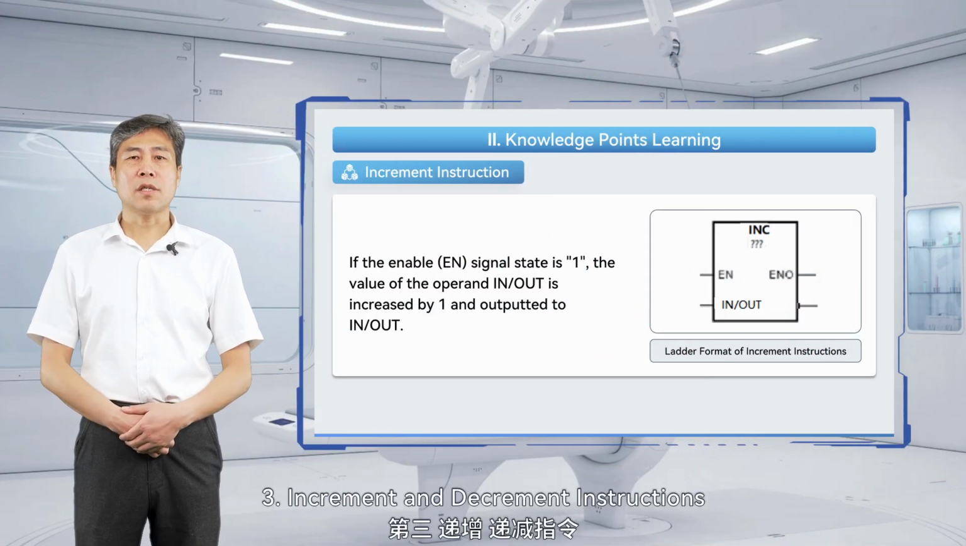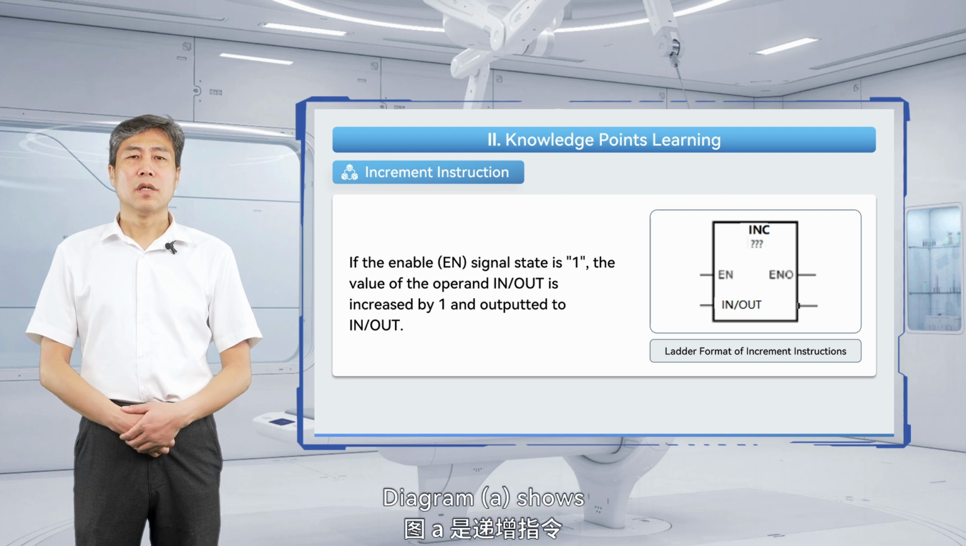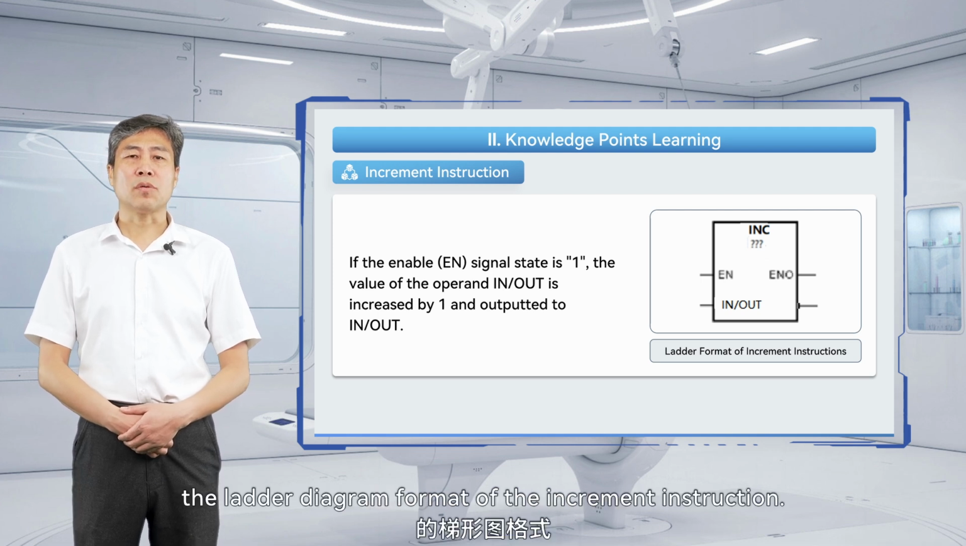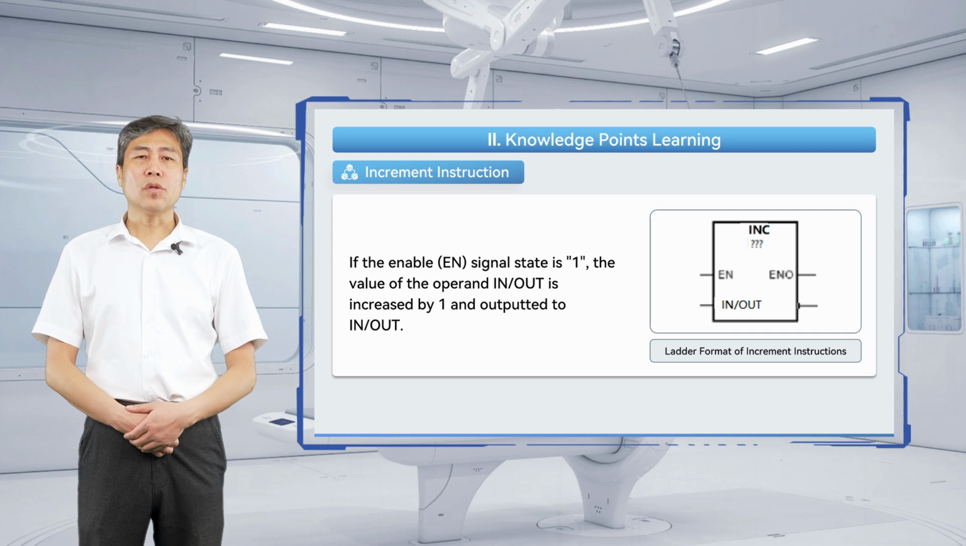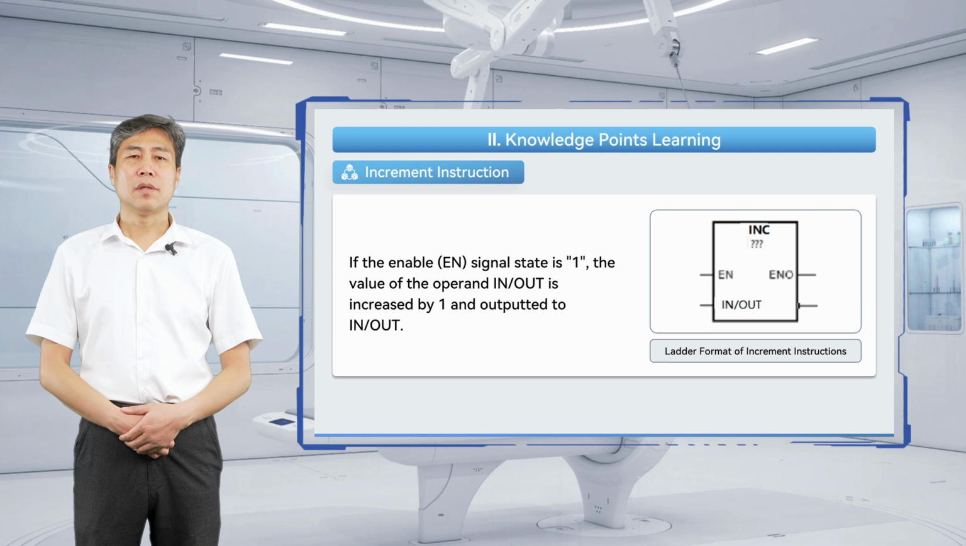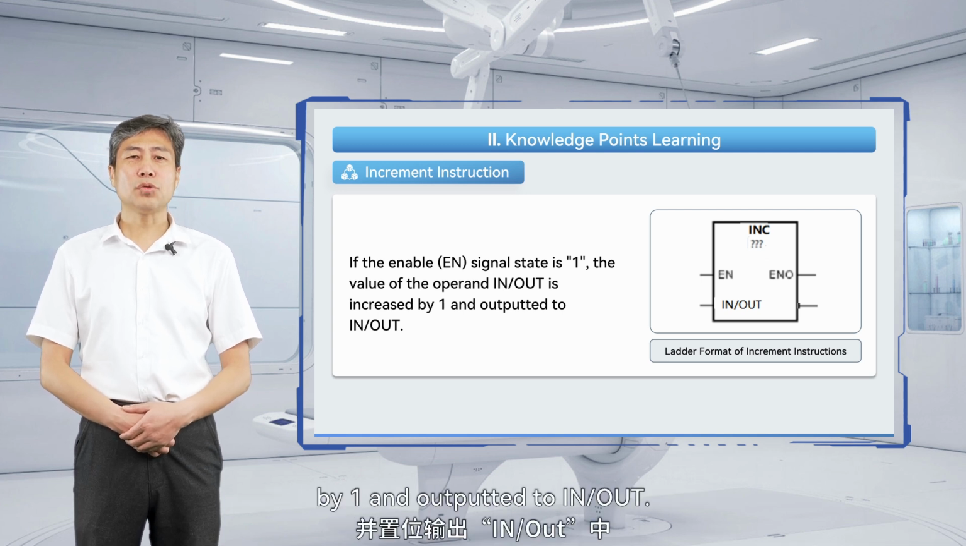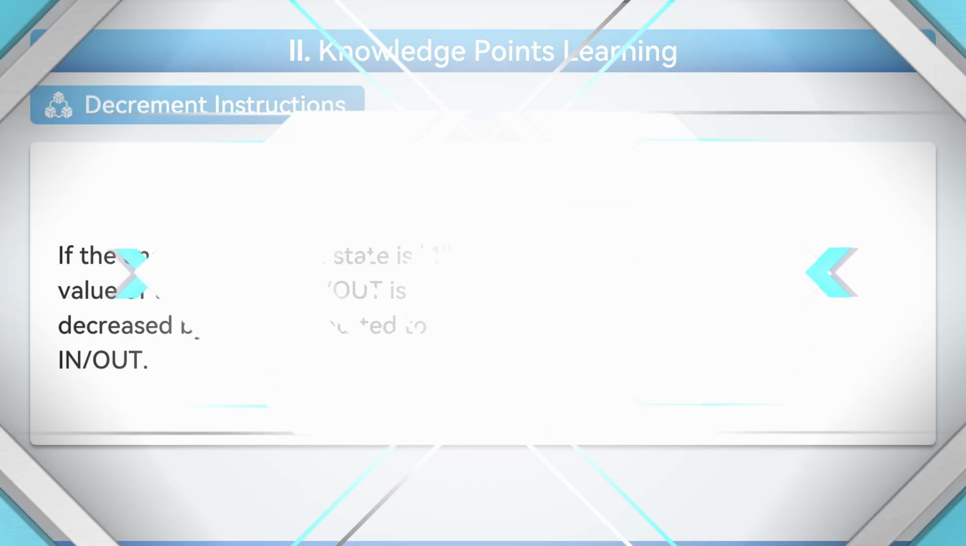3. Increment and decrement instructions. 1. Increment instruction. Diagram A shows the ladder diagram format of the increment instruction. If the enable EN signal state is 1, the value of the operand IN/OUT is increased by 1 and outputted to IN and OUT.